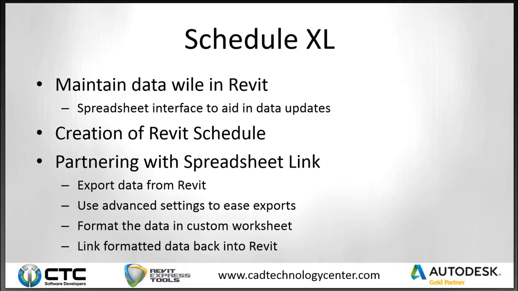You can partner this very closely with something like Spreadsheet Link, where you can take your data from Revit, maybe it's room occupancy schedules, and you can export that out, and you can use some advanced settings to ease those exports to make sure it's pulling the correct template file that already has some pre-formatted tabs on it, perhaps. You format that data any way you want, and then you can link that back into Revit using Schedule Excel. I'll show you a quick example of that today, one that I went into a lot more detail with in an earlier webinar you can take a look at, but I'll show you that workflow here in case you happen to have missed that one.